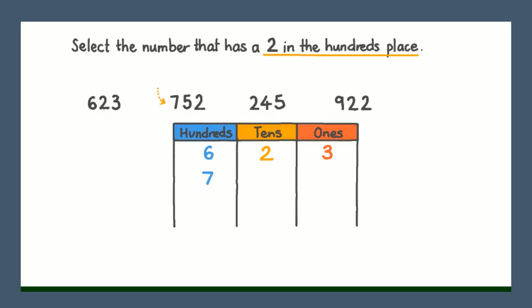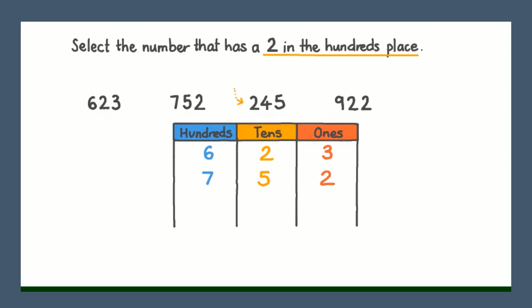Our second number starts off with a 7, so that's a 7 in the hundreds place. We can see straight away that this isn't the number we're looking for, is it? It has 5 tens, and this number also includes a digit 2, but this time it's in the ones place. In this number, the digit 2 has a value of just 2. And we read this number as 752.